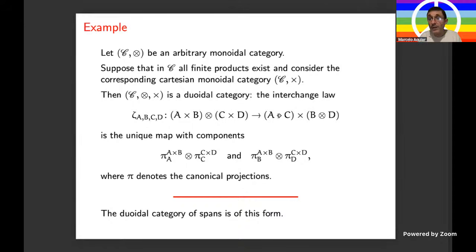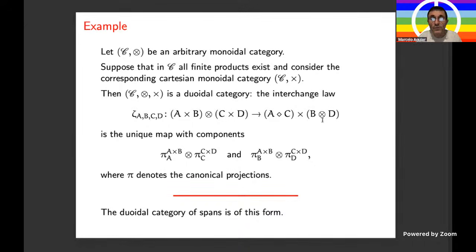It is the map defined by the universal property of the product with this component. So basically what you do is from here, you can map to A tensor C simply by projecting, right? You can project this factor to A and you can project this factor to C. And then you end up with a map to A tensor C. Similarly, you can project to the rightmost factors and you have this map that goes to B tensor D. So the universal property then gives you this map and it satisfies the axioms. So one has another family of examples.